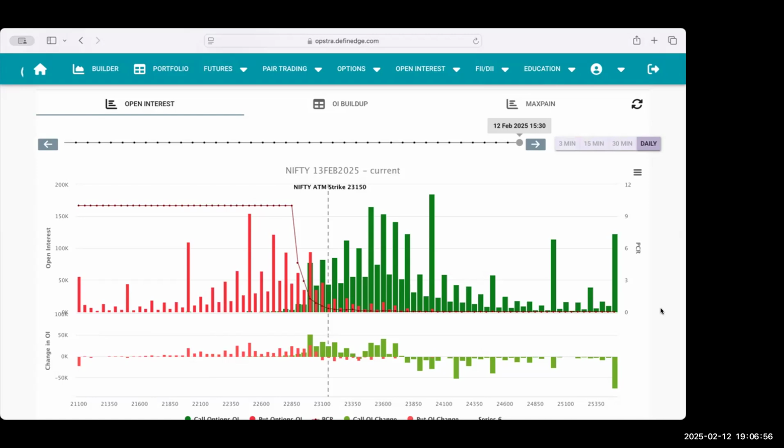When you are a buyer, if the stock is at 100 and you think it will go to 120, you will sell the 120 PE. Because the stock will go up, your PE value will come down, and you sold the option, so that premium will be yours. Same thing in a call.